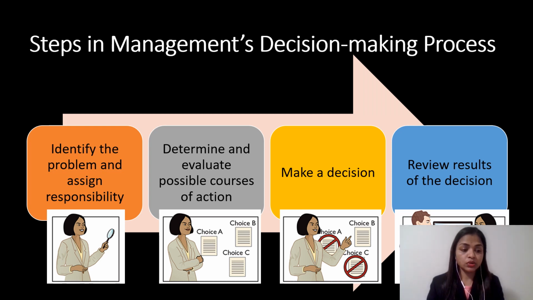In step 2, for each possible course of action, the relevant revenue and cost data are provided, and it will show the expected overall effect on net income. In step 4, the accountants prepare internal reports to review the actual impact of the decision.